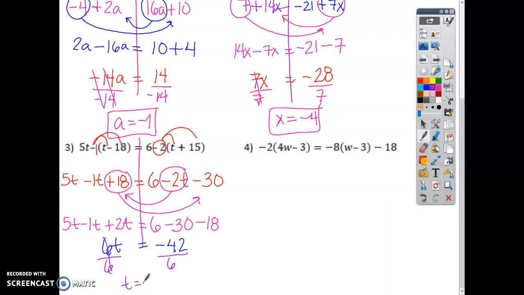Okay, and the last one. We're going to do the last one in decimals. So I'm going to type this in decimals. Y equals negative 2 parentheses 4x minus 3. Hold on, because it's writing it ugly. 4x minus 3, close parentheses. And this side also in decimals, y equals negative 8 parentheses x minus 3, close parentheses, minus 18.